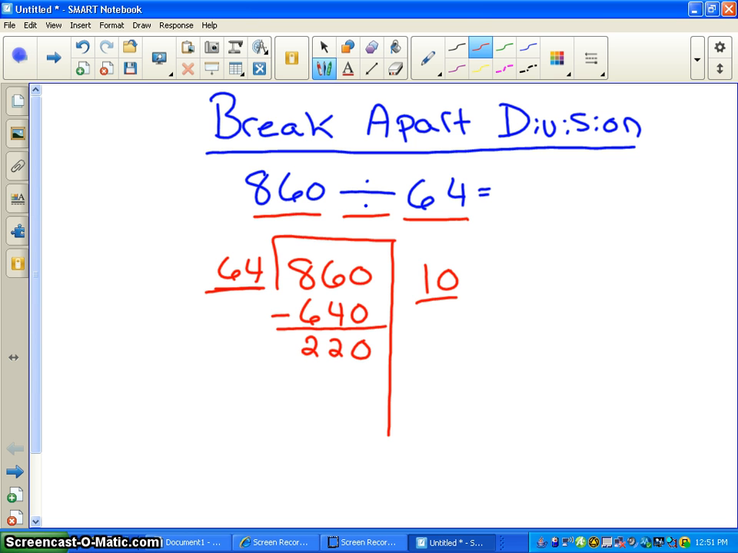Now I know I can't do a 10 again, because 10 would be too much. Let's see if maybe 5 would work. So if I do a 5 over here, I know that 5 is half of 10. And if I know that 10 times 64 is 640, I can just take half of that. Well, let's see, 5 times 64 would then be 320. Well, that's too much. So I know that 5 is a number that doesn't work. It's too much for us.